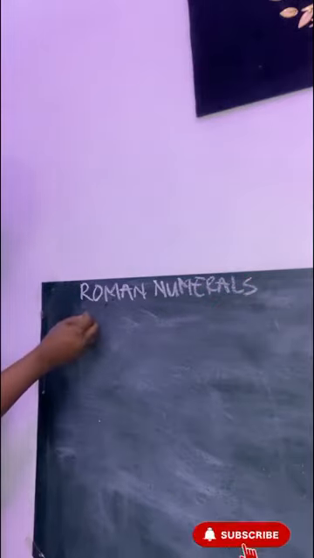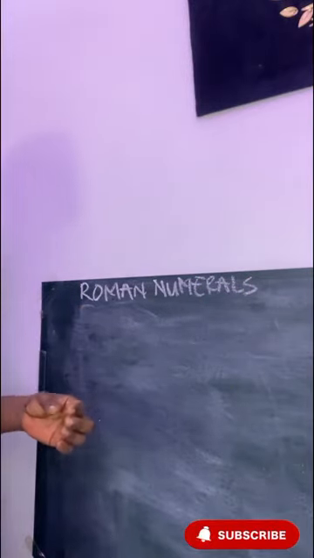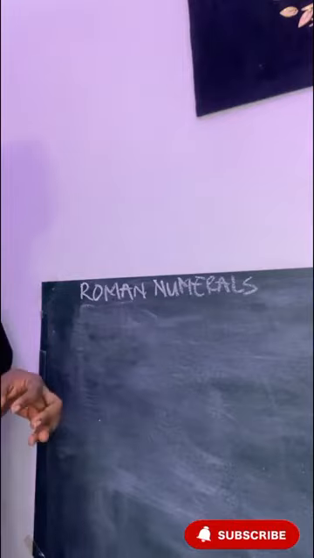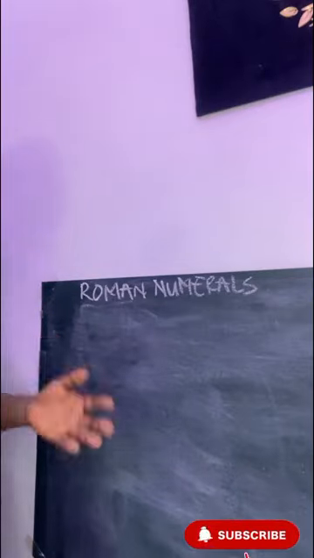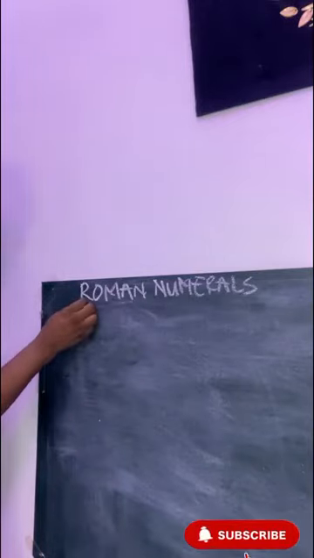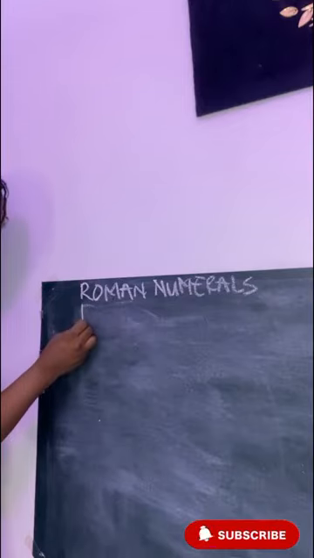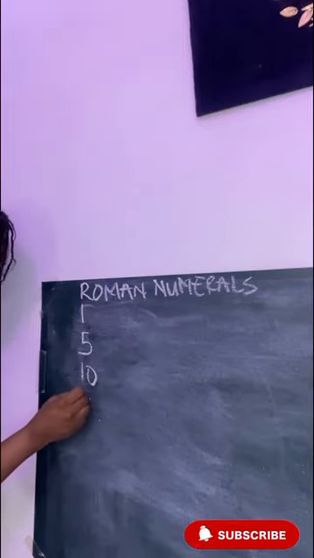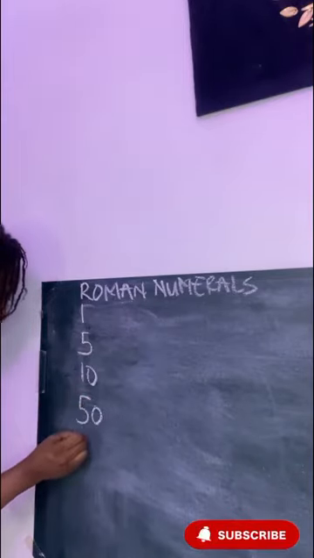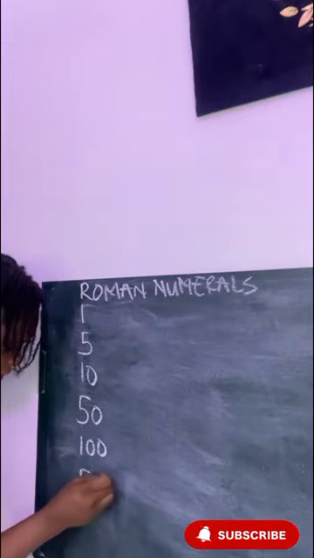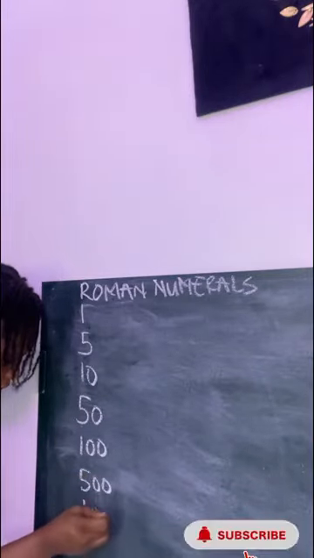In Roman numerals, we have major numberings, which you can use in navigating every other number you have to represent. So let's look at them: we have 1, 5, 10, 50, 100, 500, and 1000.